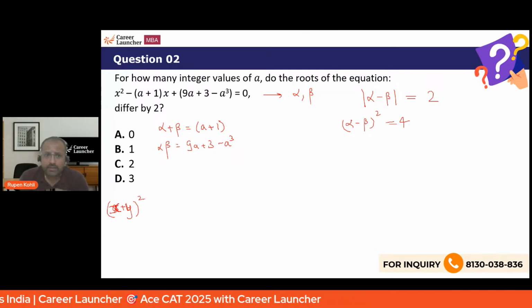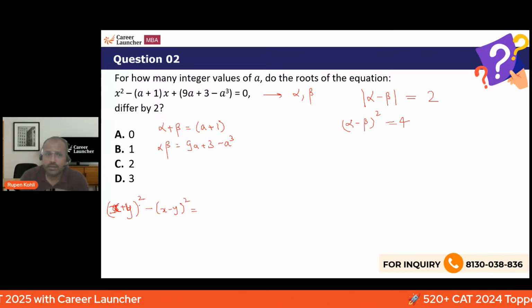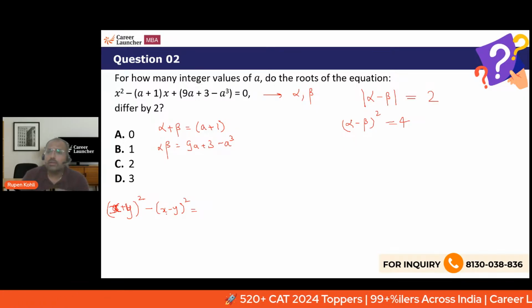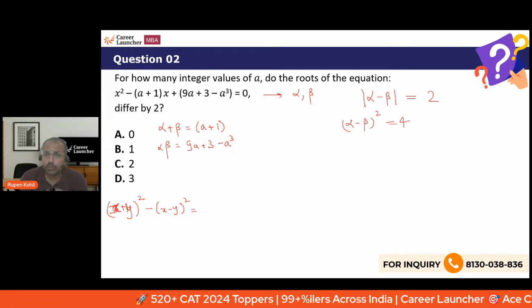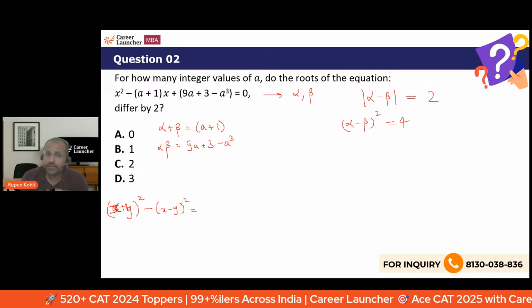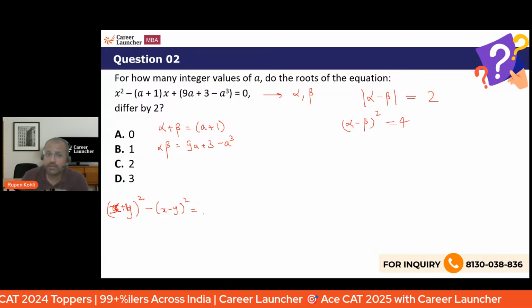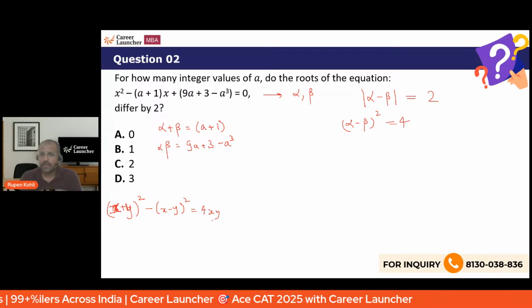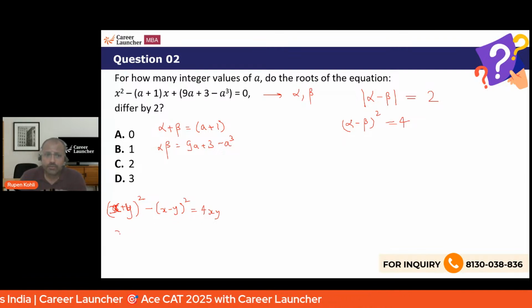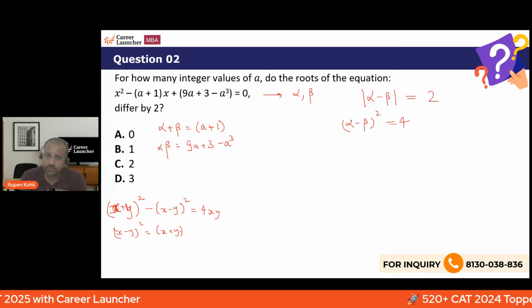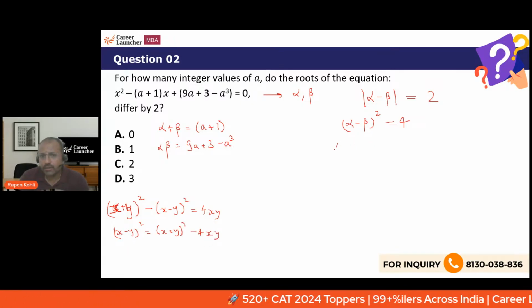So x plus y the whole square minus x minus y the whole square, what will that give me? So x square plus y square will cancel from both of the terms, and this will give me 2xy. This will give me minus minus plus 2xy. So overall I'll get 4xy. So can I say that x minus y whole square can be written as x plus y the whole square minus 4xy? So that manipulation is required over here, right?